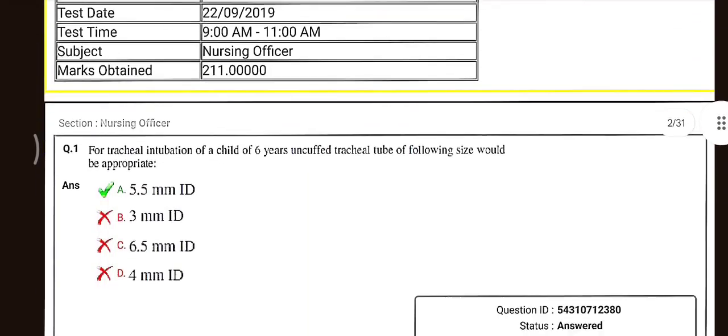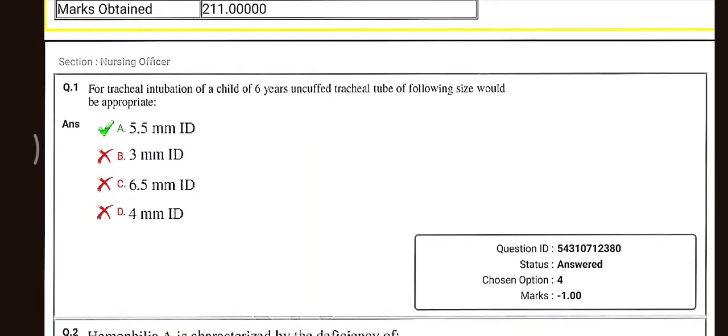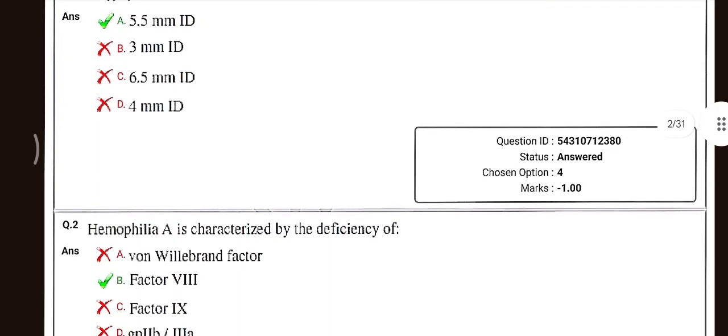So, first question is: for tracheal intubation of a child of 6 years, an uncuffed tracheal tube of which size would be appropriate? We have to make a basic calculation about the tracheal intubation. After the calculation, we can find the answer: 5.5 mm ID endotracheal tube.